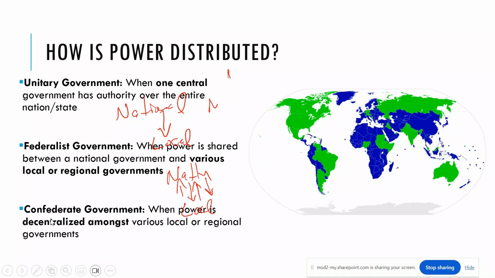And then the last one's a confederate, which isn't going to be tested on, but I just figured I would give you the whole complete picture. That's where you have states, and there might be some central power, but there would be very little. Again, there's not a lot of good examples of nations that do this.